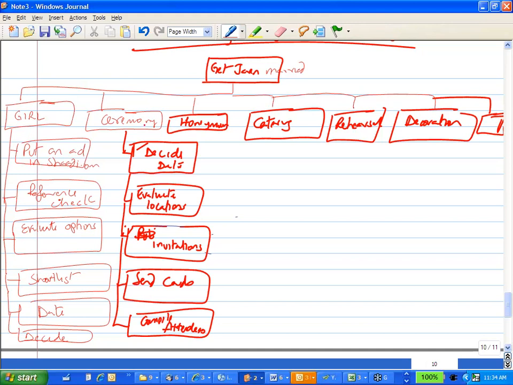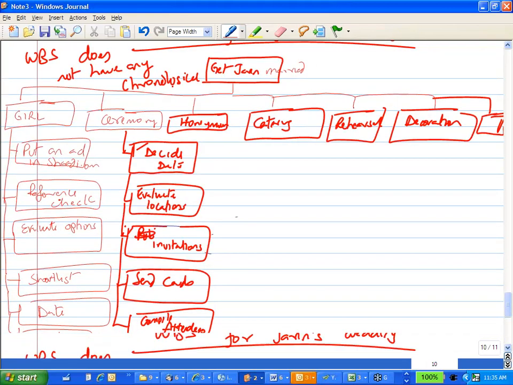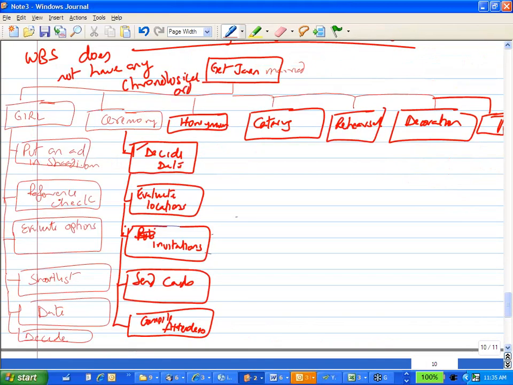But realize that WBS does not have any chronological order. So let's make that very clear in our minds. WBS does not have any chronological order, which means that just because we are talking about this on the left and this on the right, it doesn't mean that this comes later. We're just putting our thoughts on paper and rehearsing. So it's not important. It's okay for honeymoon to be here, not there.